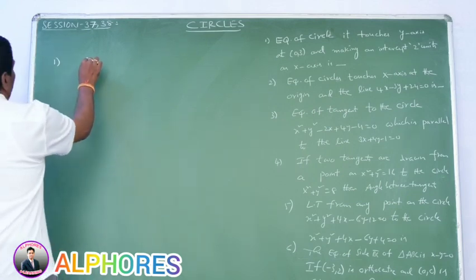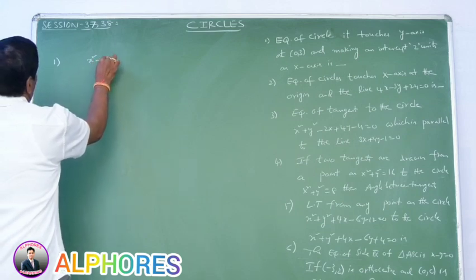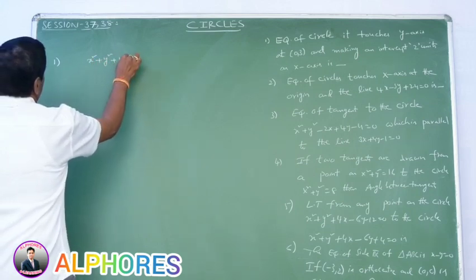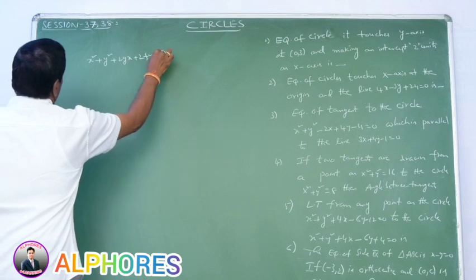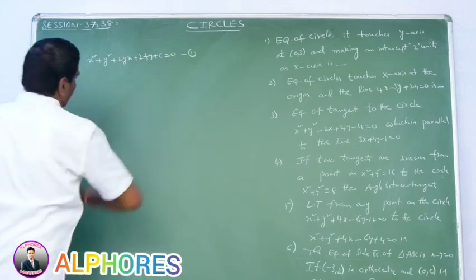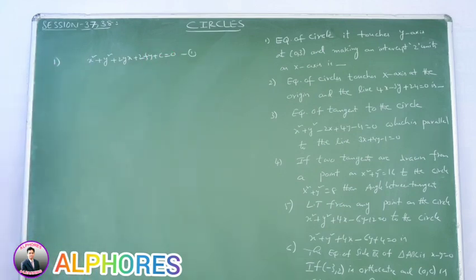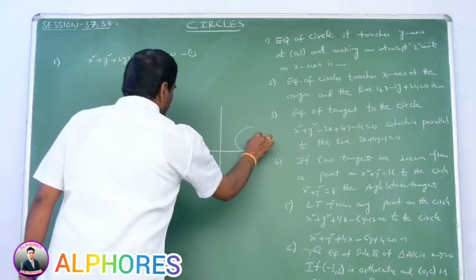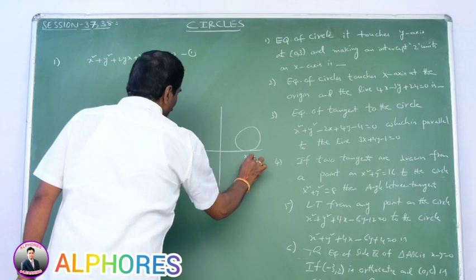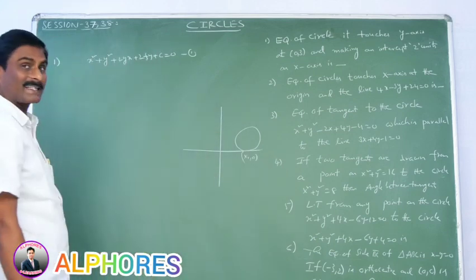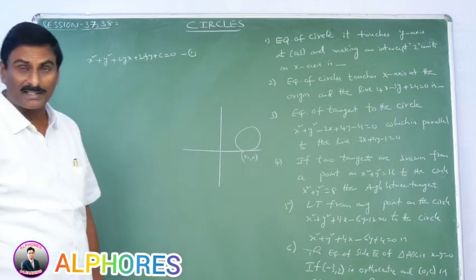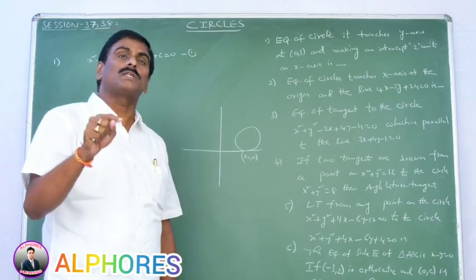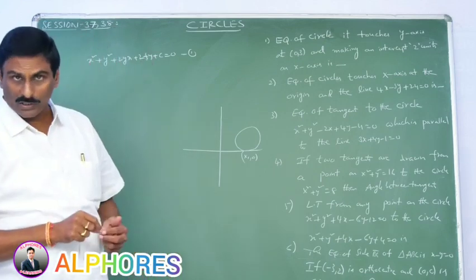Suppose, let us assume the equation of the circle be x square plus y square plus 2gx plus 2fy plus c is equal to 0. It is the required equation of the circle. If the circle touches the x-axis at (x1, 0), what is the condition? Then the condition is x square plus 2gx plus c is equal to (x minus x1) whole square.